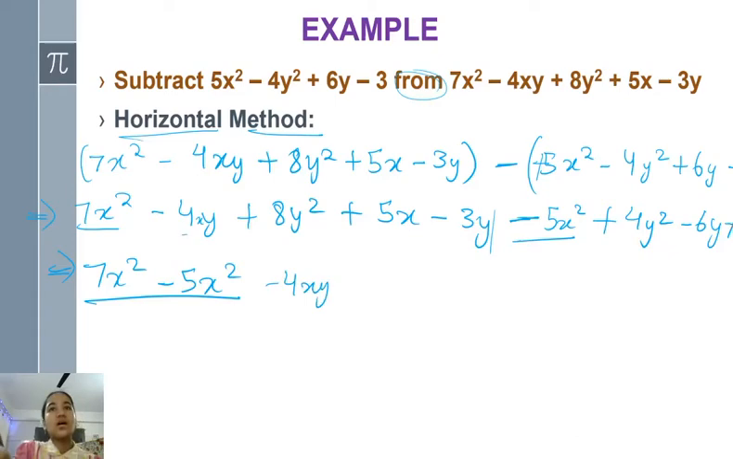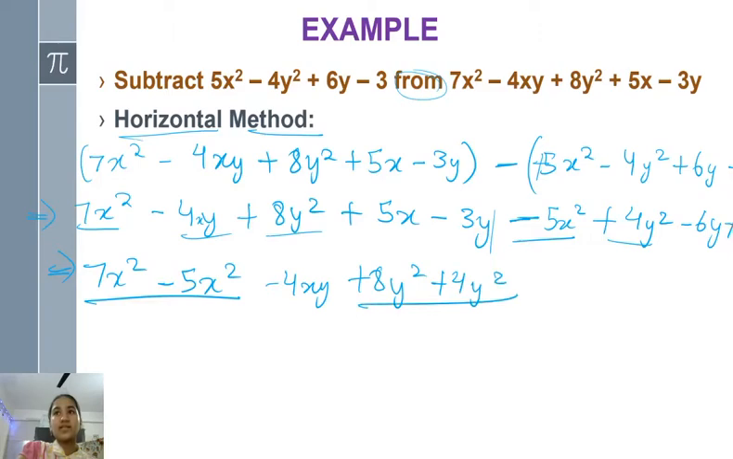Next, 8y squared, is there any? Yes, plus 4y squared. Next, plus 5x, is there any? No. Now, you might be thinking plus 5x and minus 5x squared can be cancelled. No, because over here x has the power of 1, whereas here x has the power of 2. If this also had the power of 2, then we could have done so.